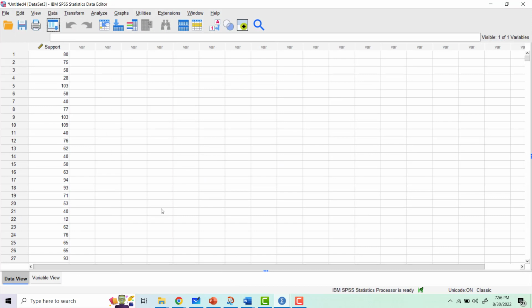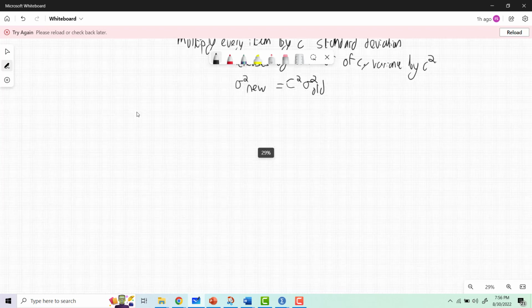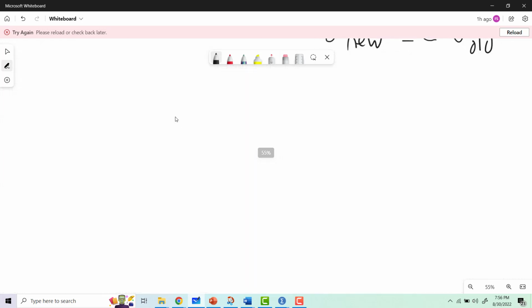Okay, so to finish off, we've talked about all the main concepts. I just want to show you the calculations for skewness and kurtosis. So let's go back to the whiteboard. Let's just start something new here. So the formula for skewness, and this is for the population.